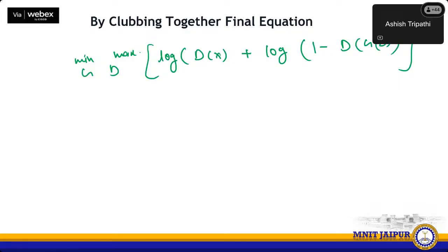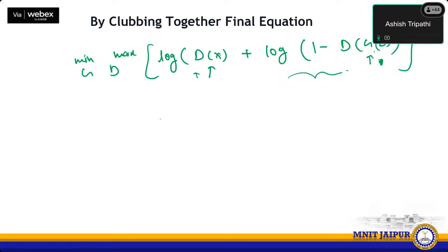This is the same thing, because D wants to make it 1, this is the maximum value, and the generator wants to just minimize it, because the generator doesn't have to do anything with this term, but it wants to make this 1. And when this will be 1, this overall term will be minimum. Got it?